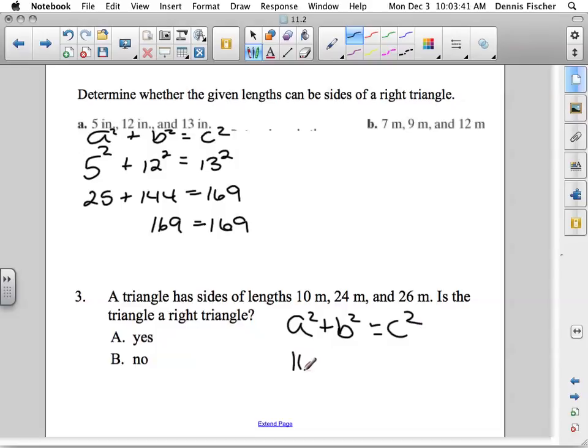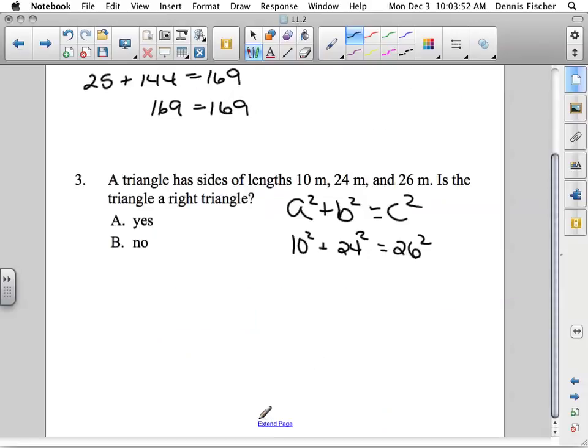So we have 10 squared plus 24 squared equals 26 squared. So now 10 squared is 100. So 100 plus 24 squared, 576, equals 676. So we got 676 equals 676. Is it a right triangle?